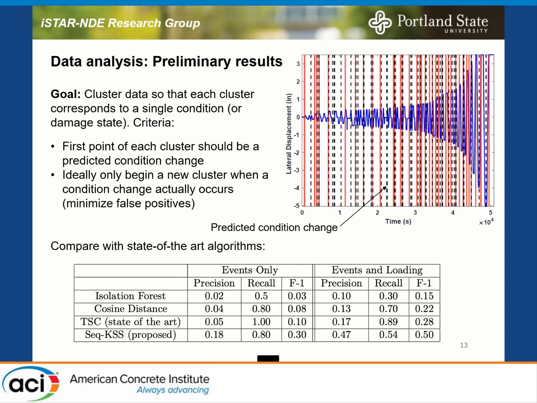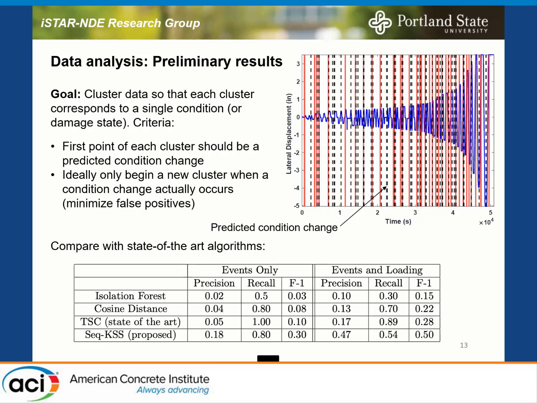What I'm presenting today is just some preliminary results. The red lines are what we observed, and the black dashed lines are the ones predicted by our initial sequential K-subspace model. The idea here is that the first line would coincide with the change, and would say that now a new cluster of signals should start. You can see that there are many more black ones compared to the red ones. So we're definitely not there yet.